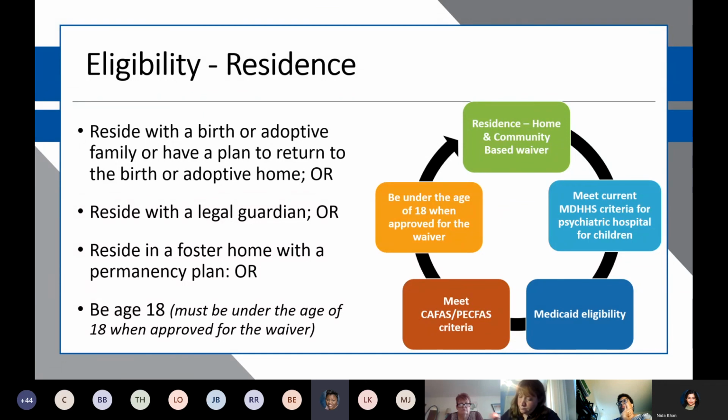It's important to note that the SED waiver is available for a child through the age of 21, but they must be 18 when approved for the SED waiver. So just keep that in mind if you make a referral for someone who's right there at 17 and a half: make sure we have that case submitted to MDHHS prior to that child's 18th birthday.